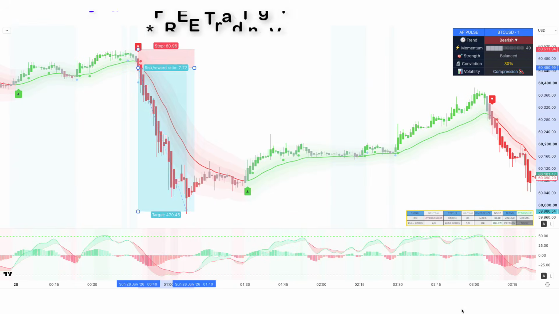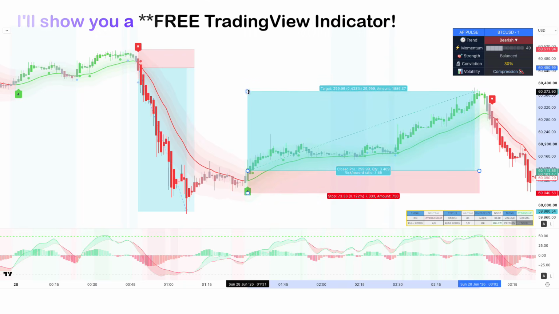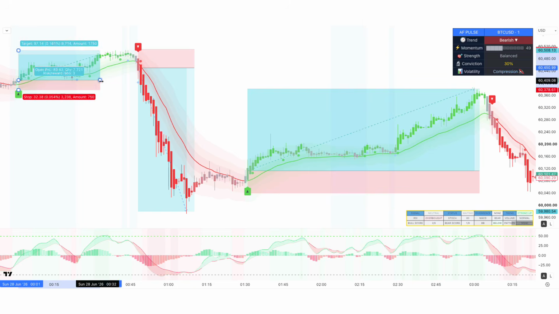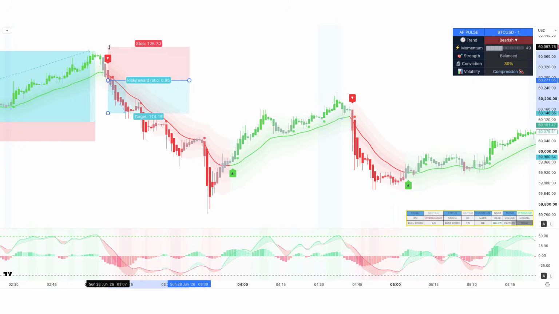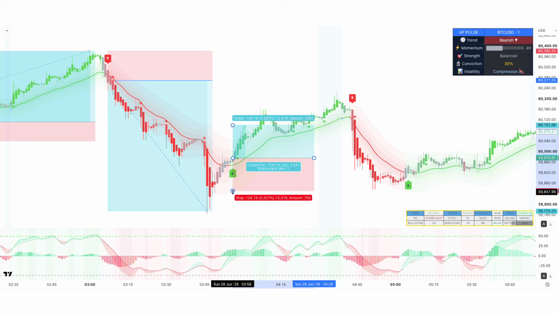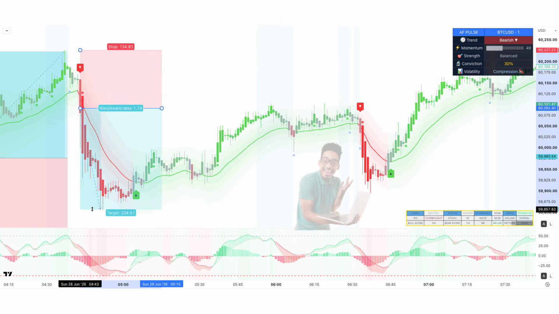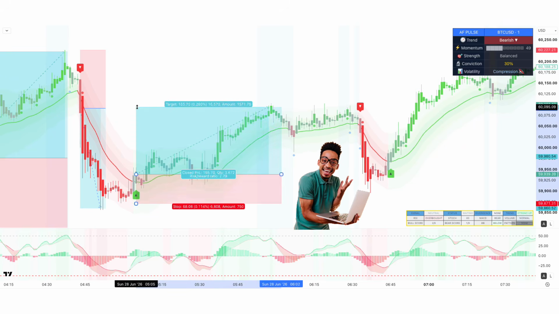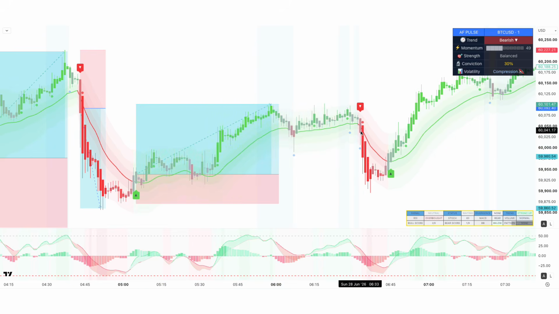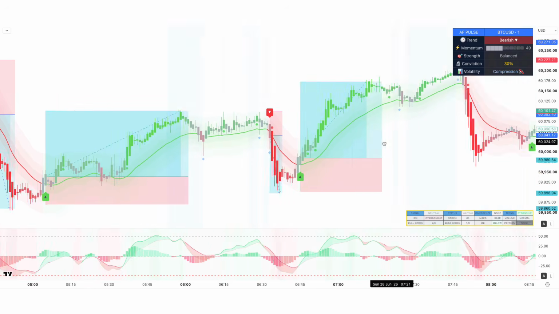In today's video, I'll show you a free TradingView indicator that highlights possible early reversal zones using a combination of trend direction, momentum, and price action. This isn't about chasing random buy or sell signals. It's about understanding why the market may be changing direction.